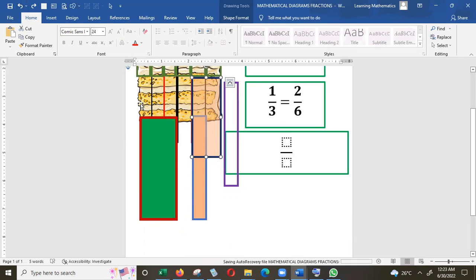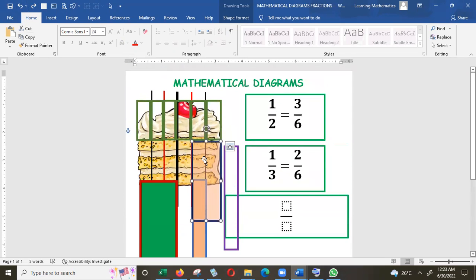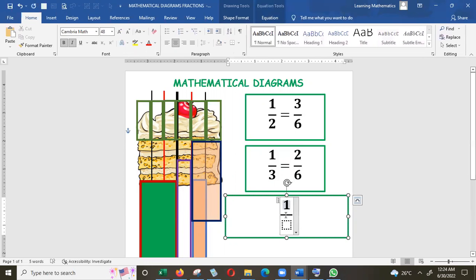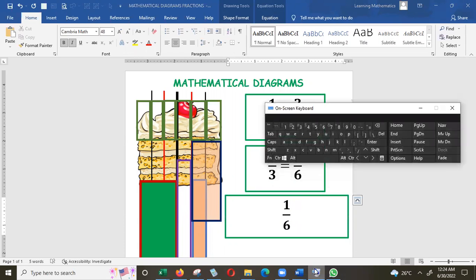So just remember that 1 out of 3 is the same as 2 out of 6. And 1 out of 3 is Jill. So that's 2/6. And a half is the same as 3 out of 6. That's John. So 3/6 plus 2/6 is 5/6. And what is left now is 1/6 right there. So 1/6 of the cake is left.